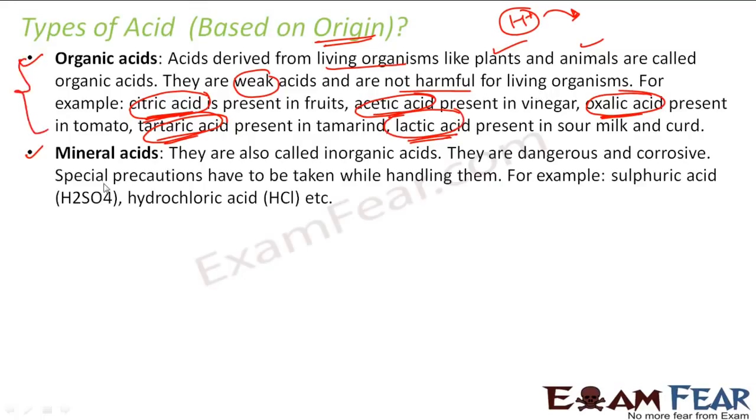There is something called mineral acid. These are not organic, we don't get them from plants and animals, they are dangerous and can be explosive, right? You generally get them from minerals in nature, for example, sulfuric acid and hydrochloric acid. These are the acids which are from minerals, and they are very, very harmful.